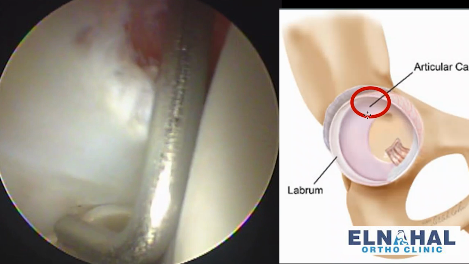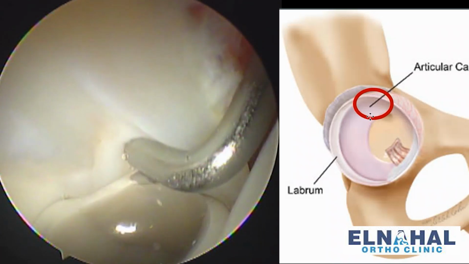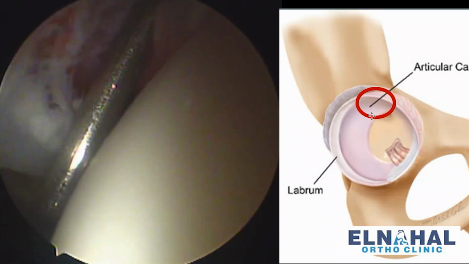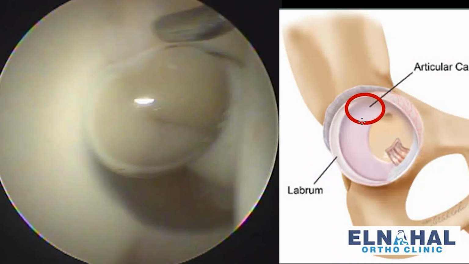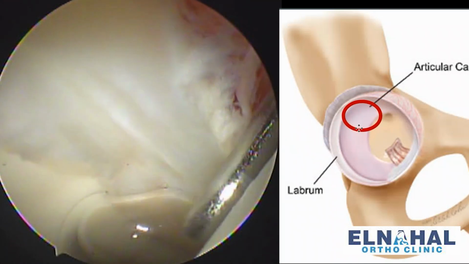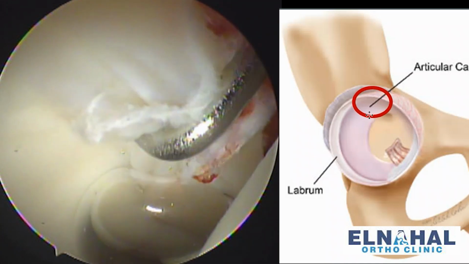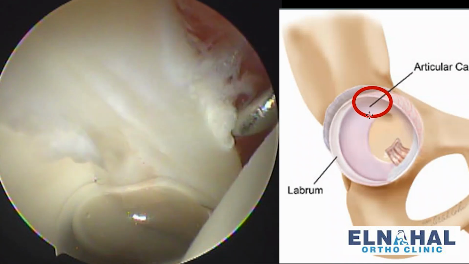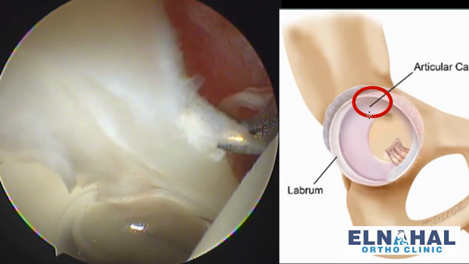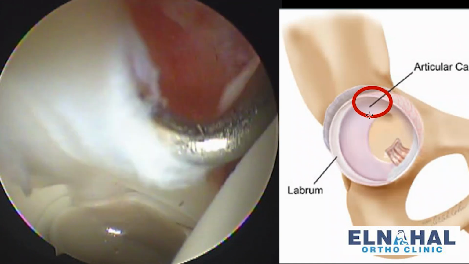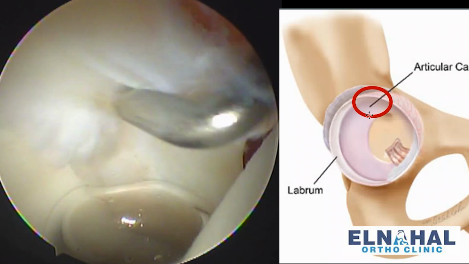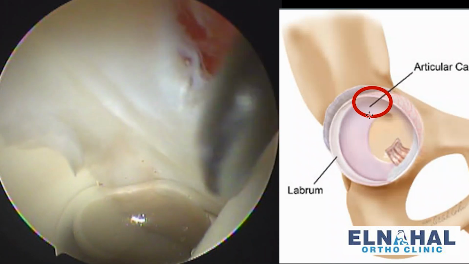So we are now inside her hip joint, and you can see right in front of us here is the femoral head to the right, the acetabulum to the left, and the labrum up there on the top. This is a tear in the labrum, and we can see that the labrum is unstable. It's not attached to the rest of the articular cartilage. You can look at the diagram on the right to see where exactly in the hip we are pointing to.